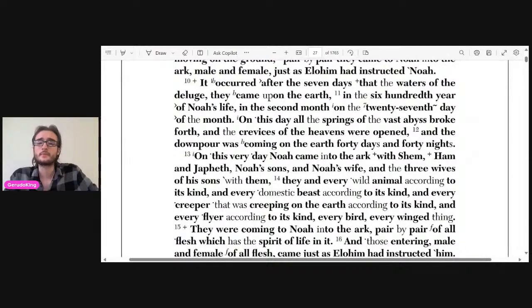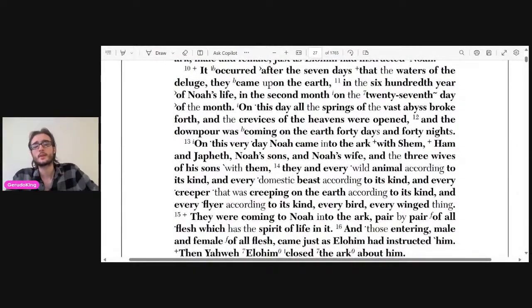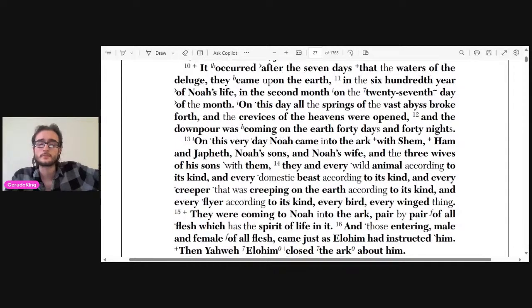It occurred after the 7 days that the waters of the deluge, they came upon the earth, in the 600th year of Noah's life, in the 2nd month, on the 27th day of the month. On this day, all the springs of the vast abyss broke forth, and the crevices of the heavens were opened, and the downpour was coming on the earth 40 days and 40 nights.